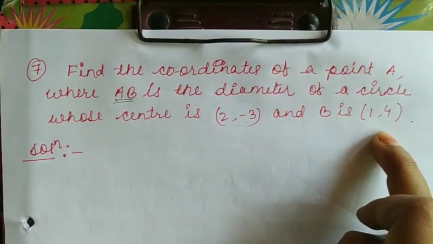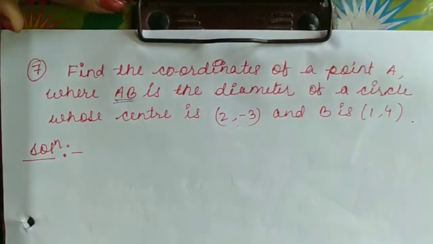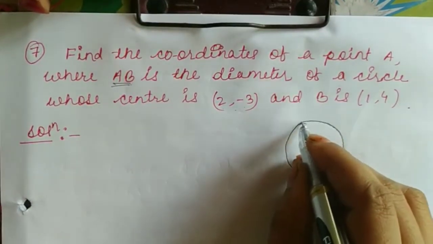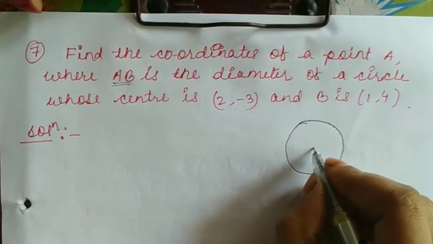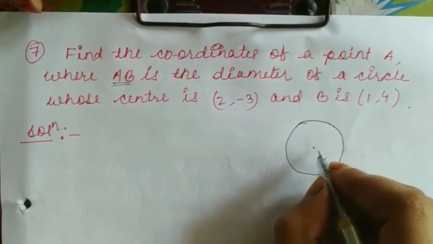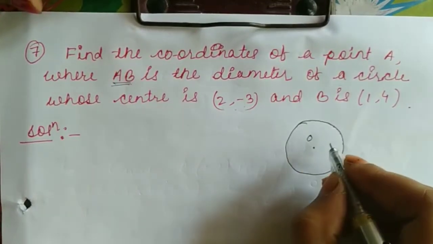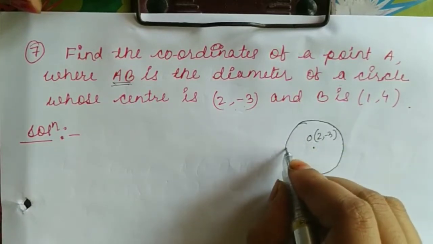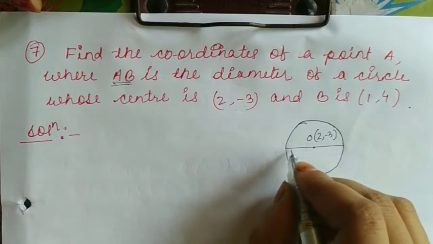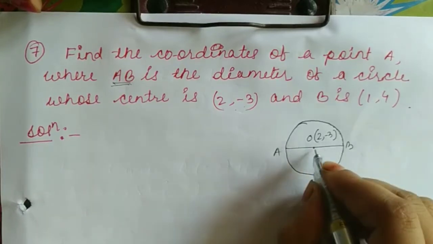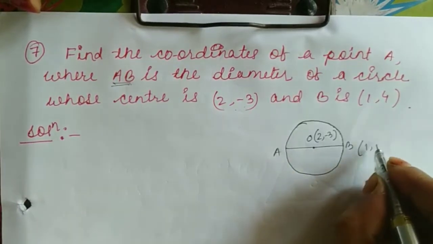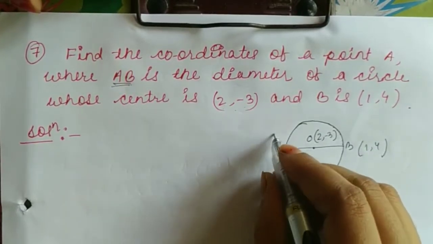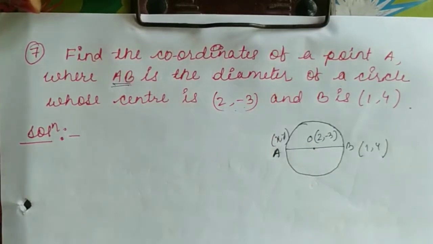We have to find the coordinate of a point, okay. So here what will happen? Suppose this one is the circle, where this is the center, and suppose O is the center and the coordinate of the center is 2, minus 3, and the diameter, obviously like this, suppose AB is the diameter where the coordinate of B is 1, 4. So what we have to do is find the coordinate of A. Suppose the coordinate of A is x, y. Okay.